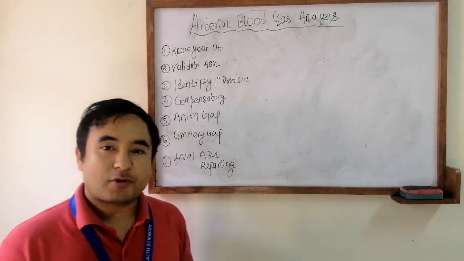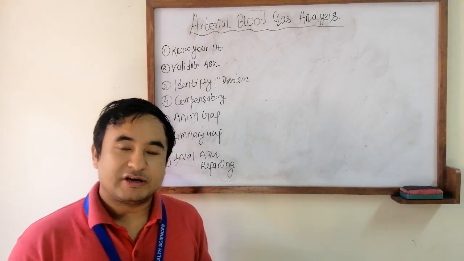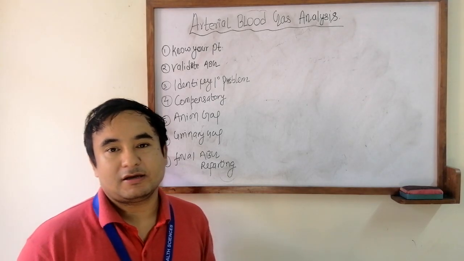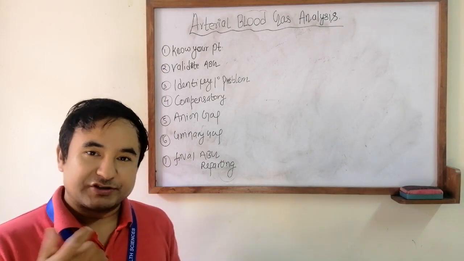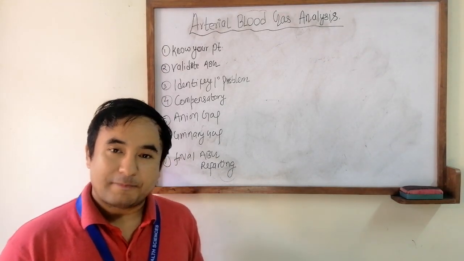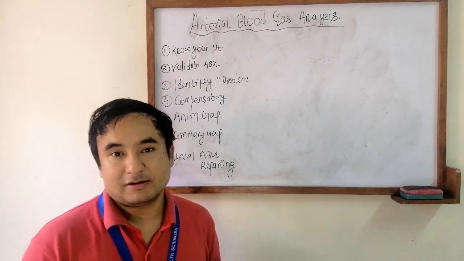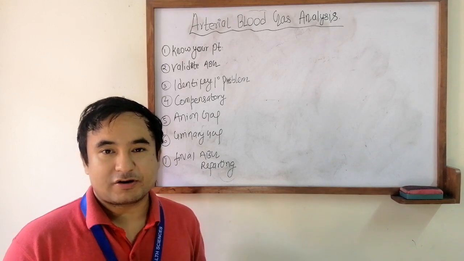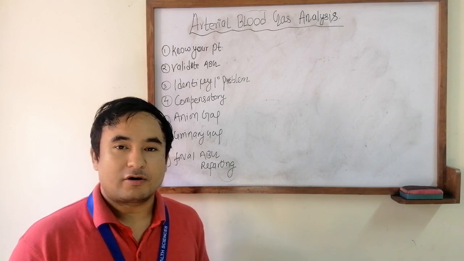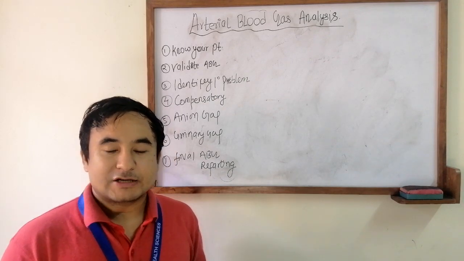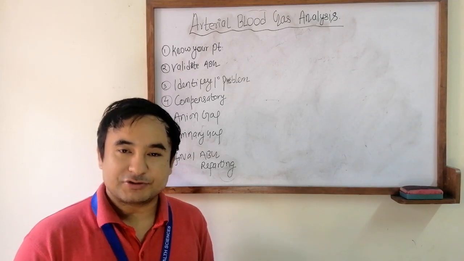Before going to the topic proper, why do we do the ABG? In our day-to-day clinical practice, we take the arterial blood from the radial artery. We take the sample in a heparinized syringe. It helps in diagnosing different respiratory conditions like COPD or pneumonia, as well as conditions like diabetic ketoacidosis.